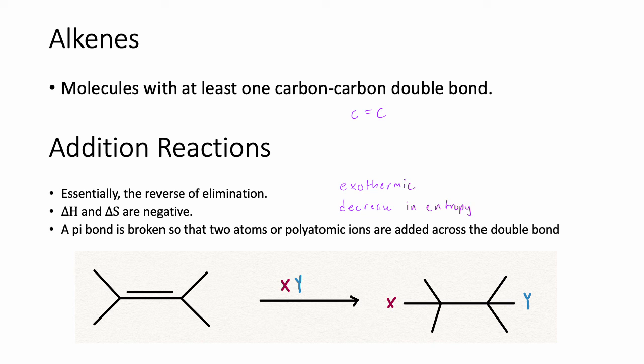And during an addition reaction, a pi bond is broken so that two atoms or polyatomic ions are added across the double bond. So in this case, I have my alkene, and I'm adding two arbitrary atoms across the double bond.